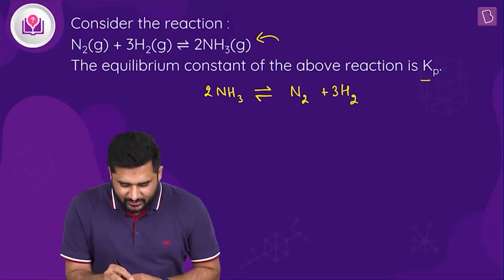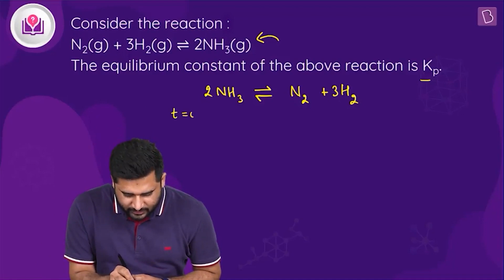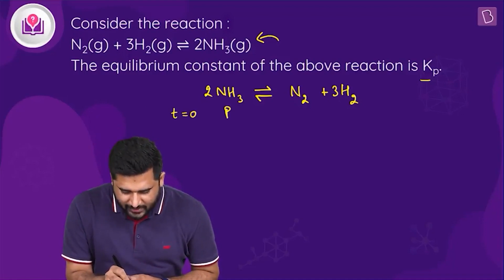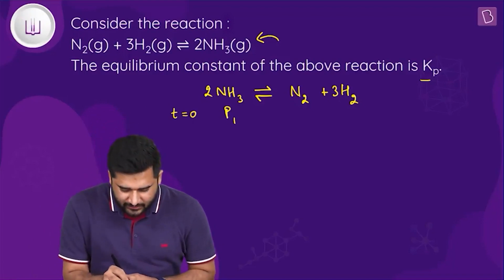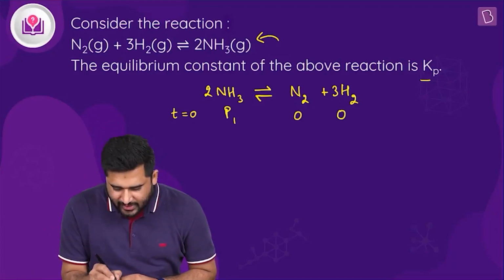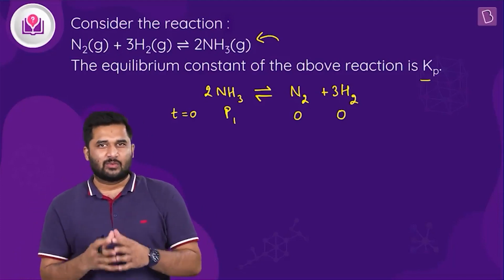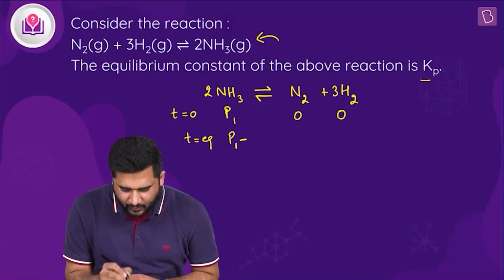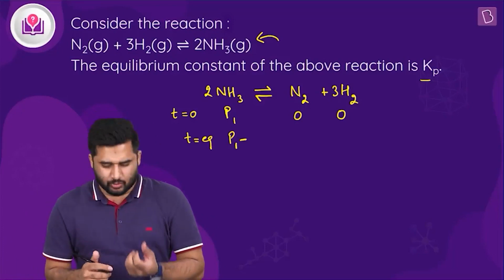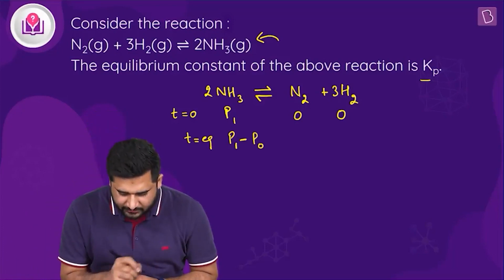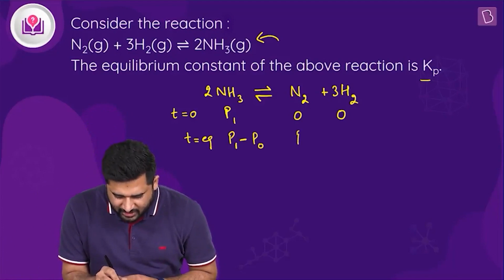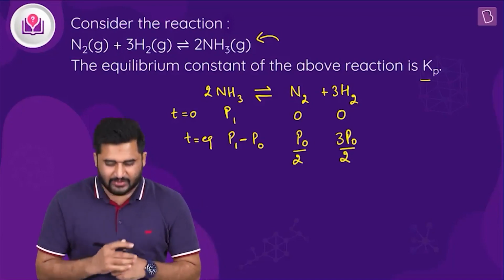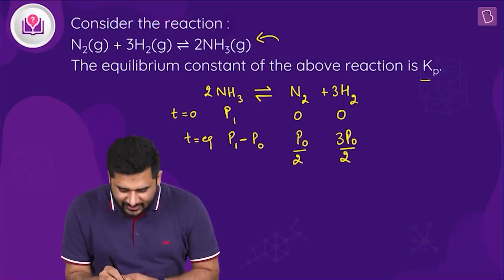All right, so now you can see initially, that is at t equals to 0, let's assume that the partial pressure of ammonia is P1, and for H2 and N2 it will be 0 at t equals to 0. Now at equilibrium, let's assume out of this P1, the pressure reduction in ammonia is P0, and for N2 the pressure developed will be P0 by 2, and for H2 it will be 3 P0 by 2, isn't it? Absolutely.